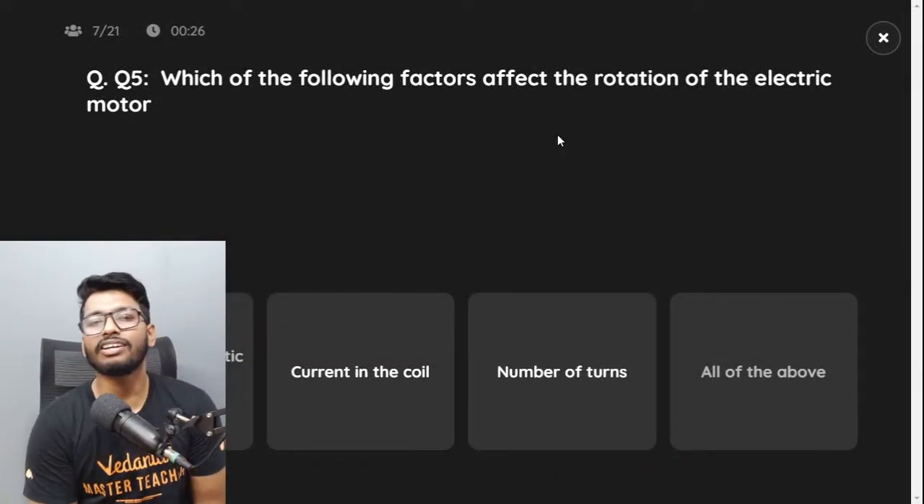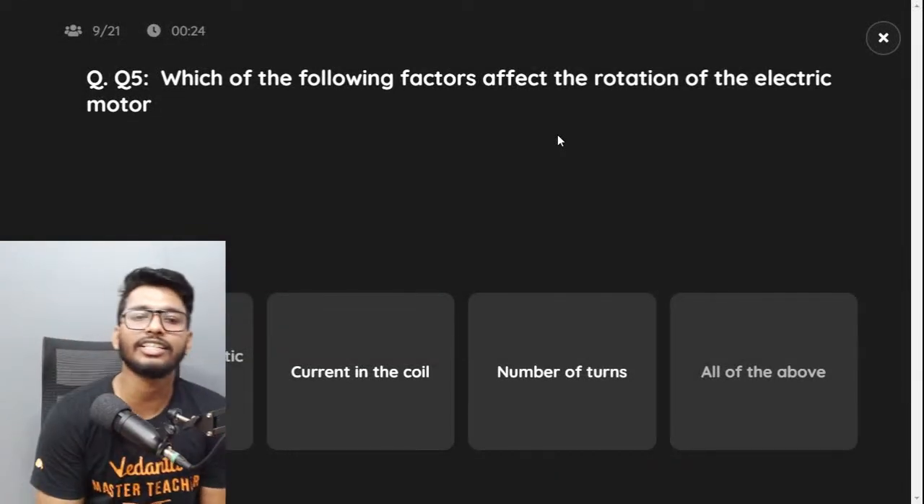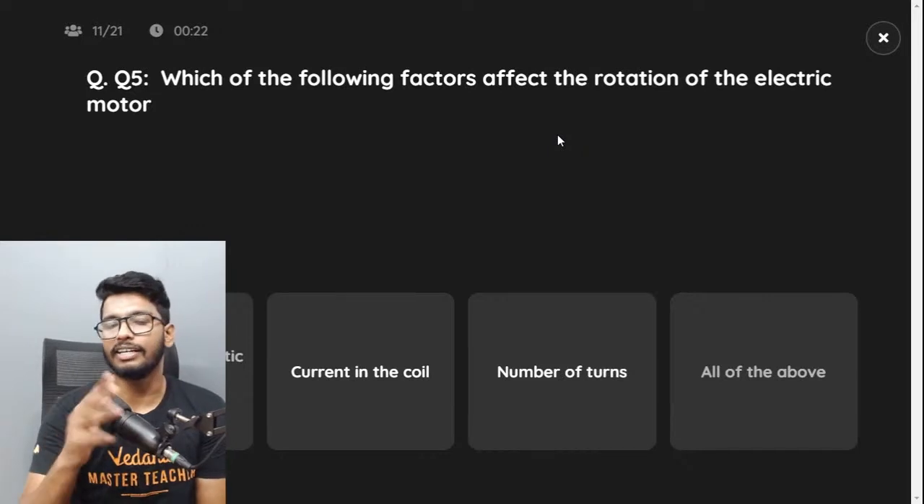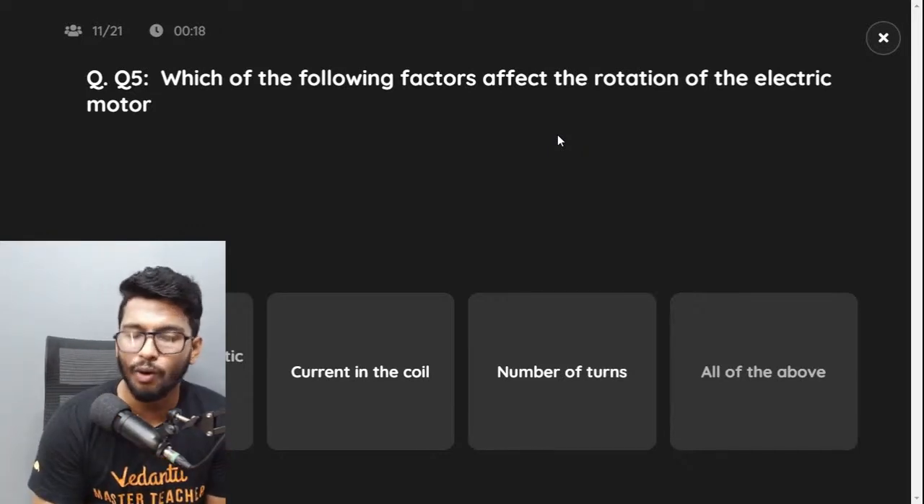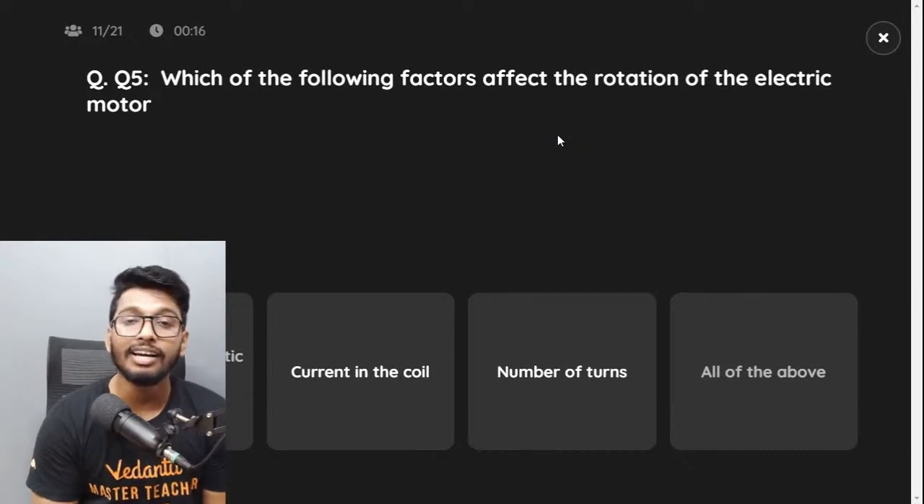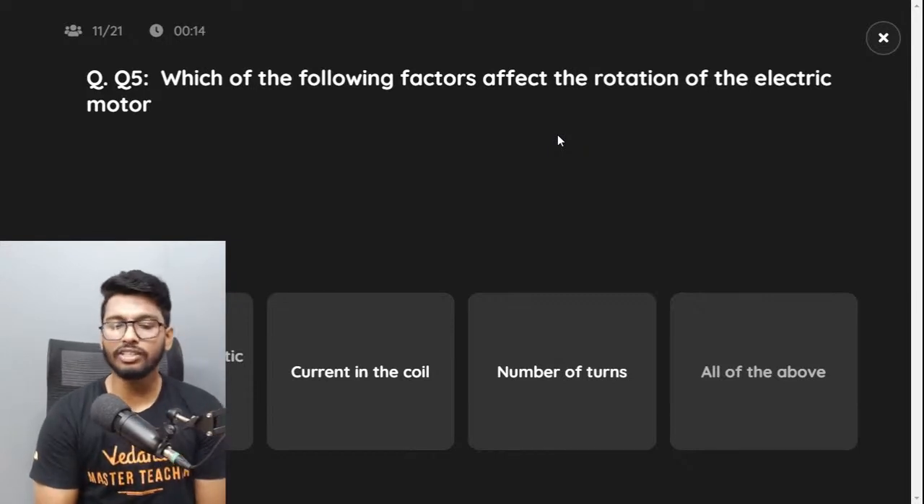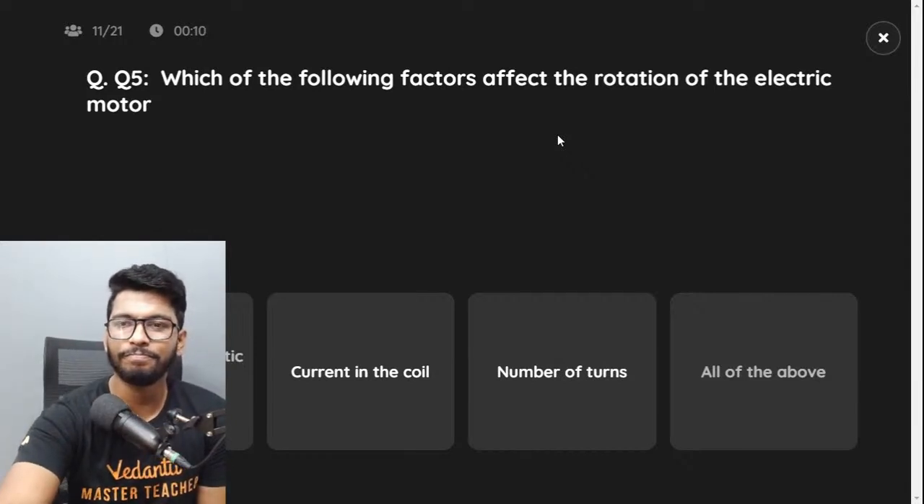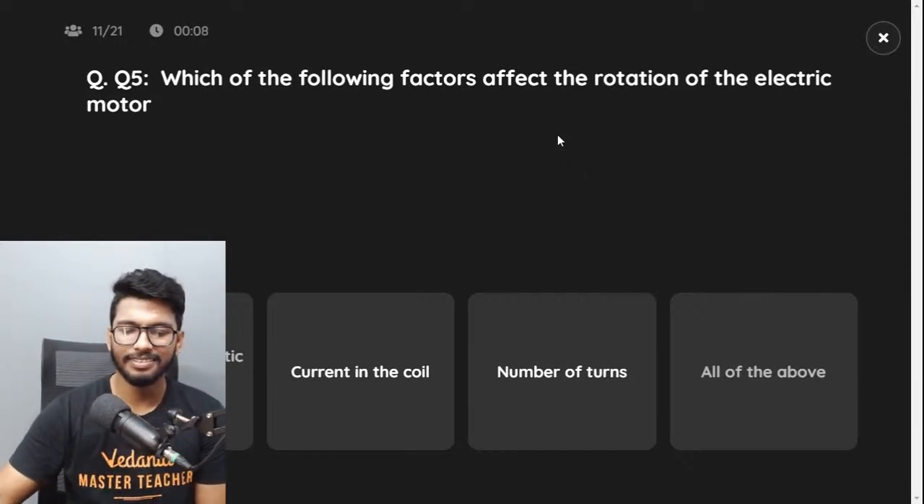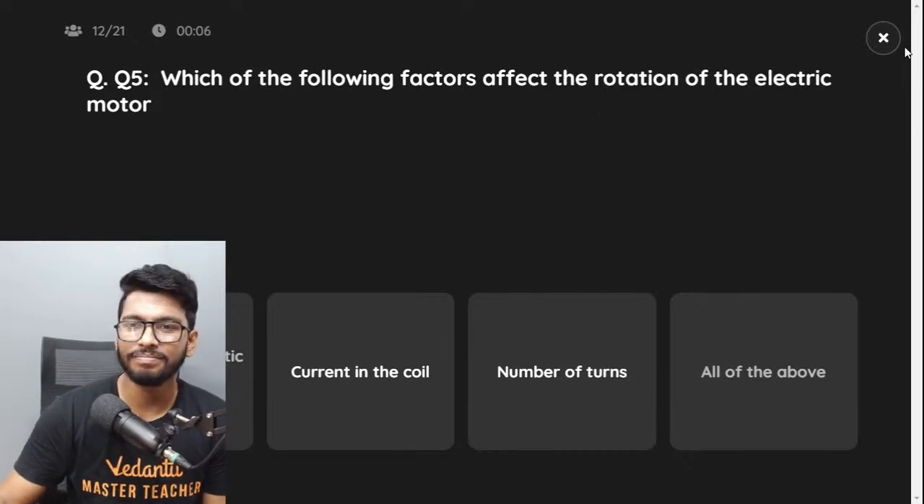Which of the following factors affect the rotation of an electric motor? Which of these things can increase or decrease the speed of rotation of an electric motor? Options are the strength of magnetic field, the current in the coil, the number of turns, or all of the above. Let's go, people.